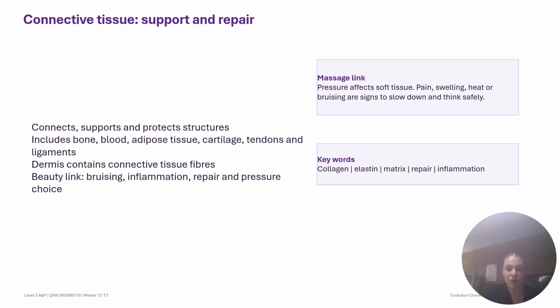So connective tissue: it supports and repairs. Remember that. It connects, supports and protects structures, and includes bone, blood, adipose tissue, cartilage, tendons and ligaments. The dermis, that's a layer of the skin, contains connective tissue fibers, and the beauty link to that is your contractions and contraindications: bruising, inflammation, repair and pressure choice.